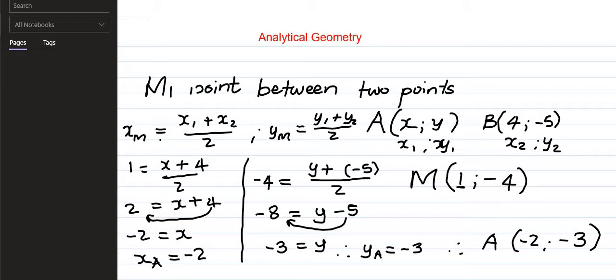Right, so now we are going to move on to calculating a gradient of a line. Right, so we continue. Now we are going to look at calculating the gradient of a straight line. So to calculate the gradient of a straight line we are going to use a formula again. So for gradient, the formula is given as something of this nature.